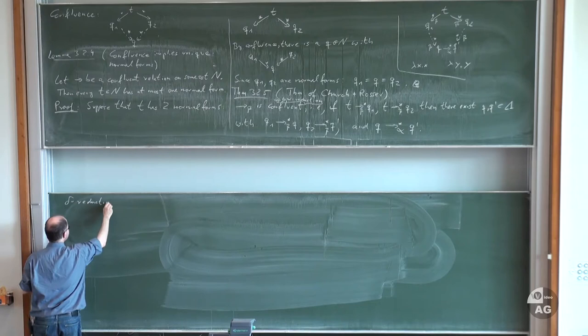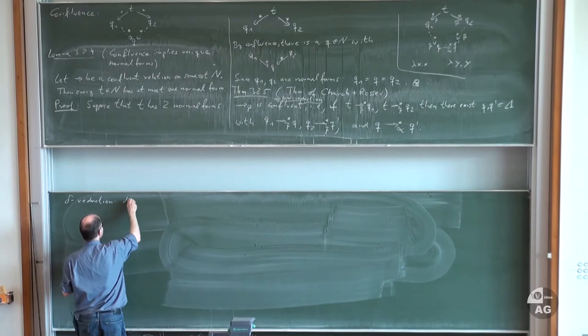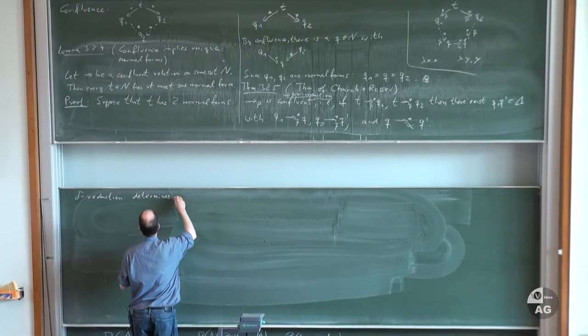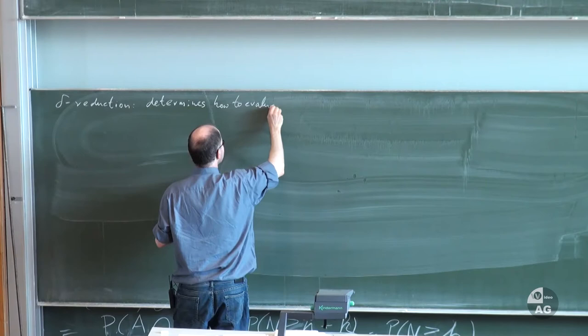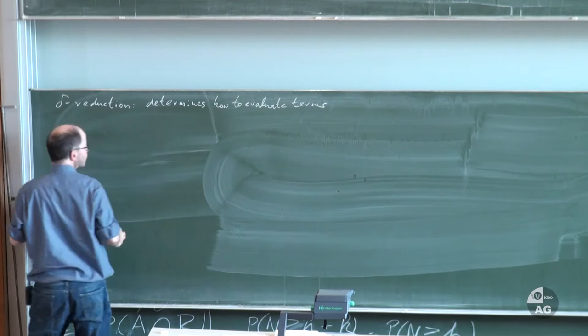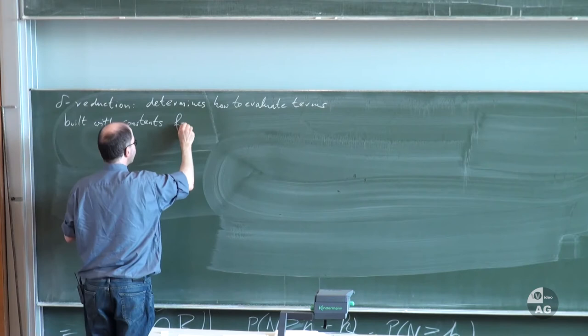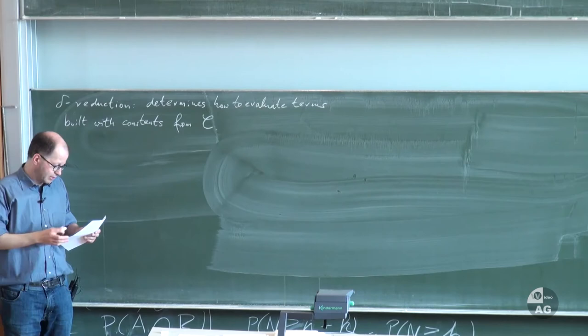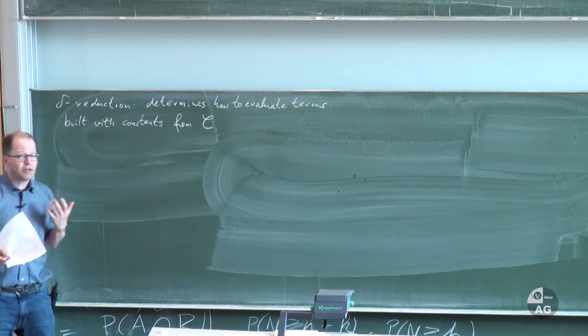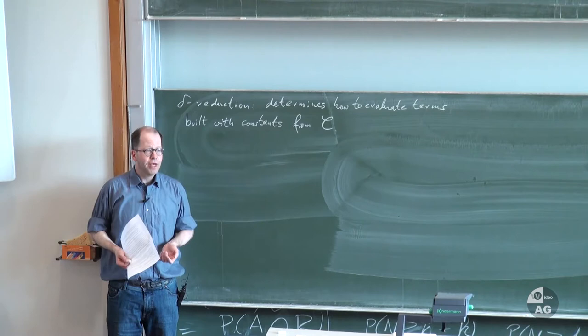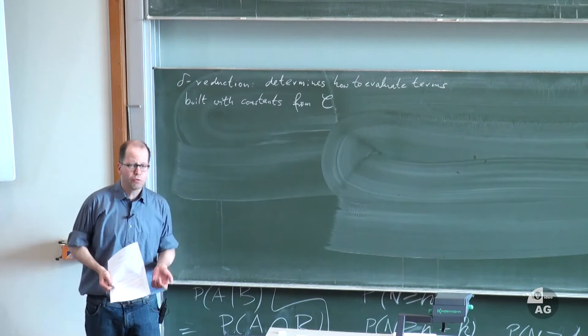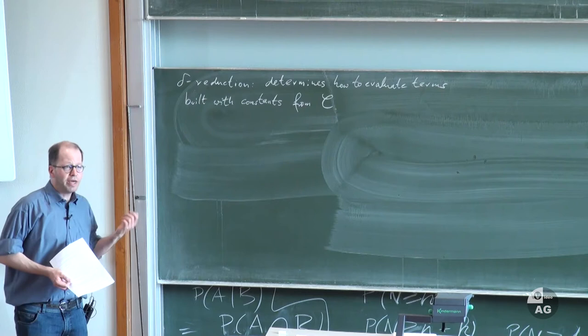This determines how to evaluate terms that are built with constants. We build lambda terms over some set of constants, calligraphic C. And of course, we will simply add a set of delta rules, and these delta rules describe what these constants mean. But we will not allow to formulate these delta rules in a completely arbitrary way, because we don't want to destroy confluence. Up to now, beta reduction is confluent, and when we add these delta rules, we want that confluence is maintained.